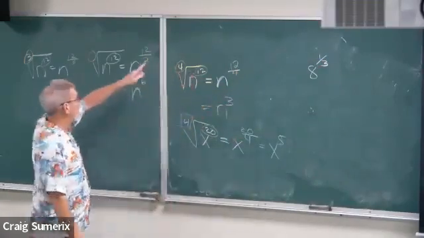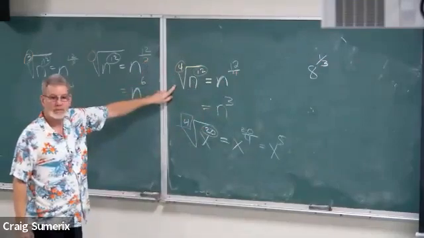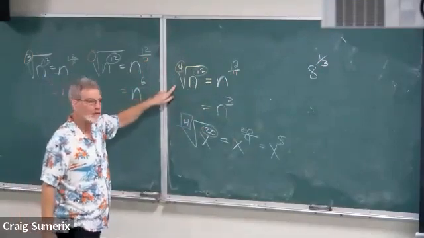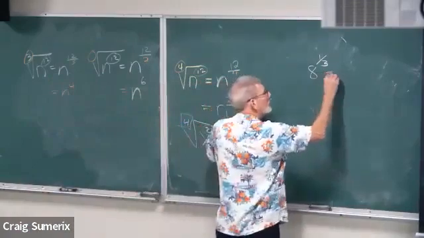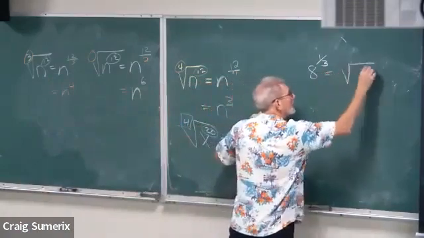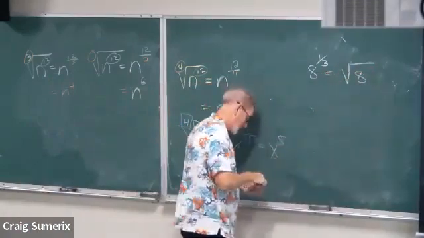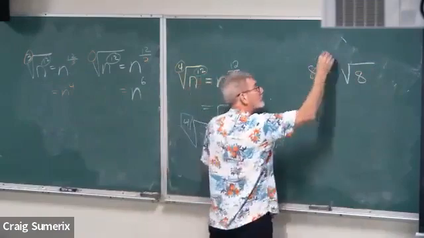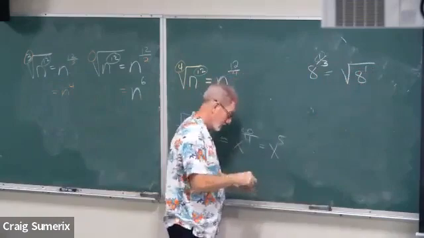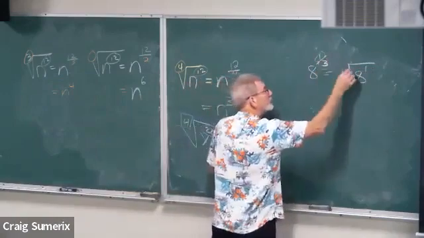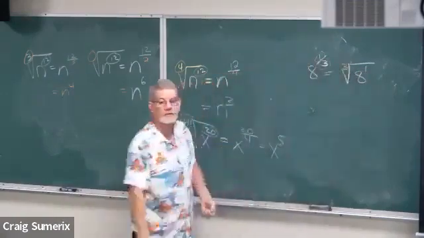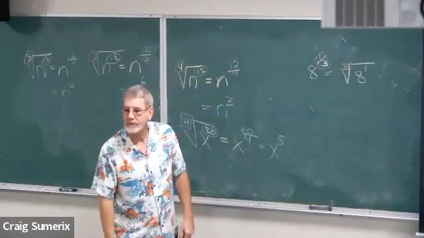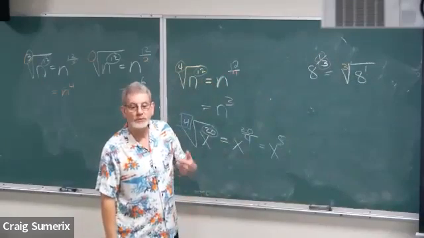Could you write it back in radical form? Maybe that'll help. 8. The top number is inside. The bottom number is outside. Does that look a little more familiar to you? What's the cube root of 8?